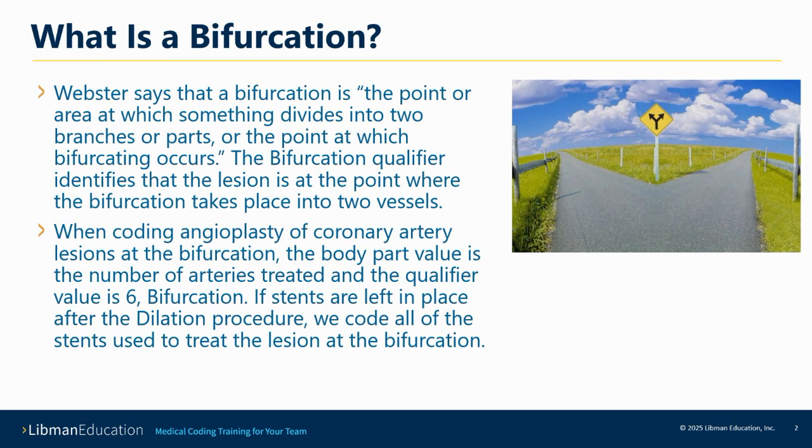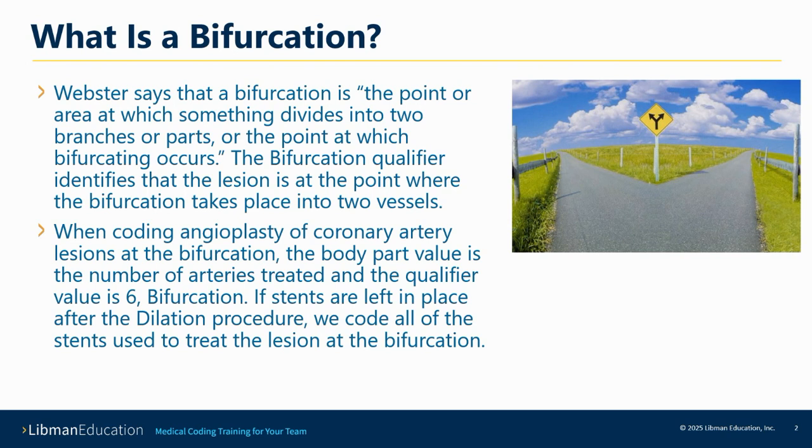When coding angioplasty of coronary artery lesions at the bifurcation, the body part value is the number of arteries treated, and the qualifier value is 6 bifurcation. If stents are left in place after the dilation procedure, we code all of the stents used to treat the lesion at the bifurcation in the device value.